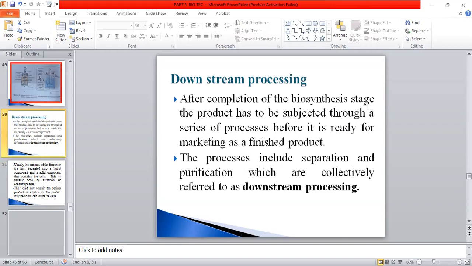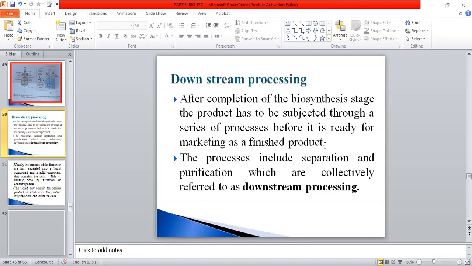After the completion of the biosynthesis stage, the product has to be subjected through a series of processes before it is ready for marketing as a finished product. You know a little about the distillation process. Some of them are used for the distillation process. Then it will be in pure form.